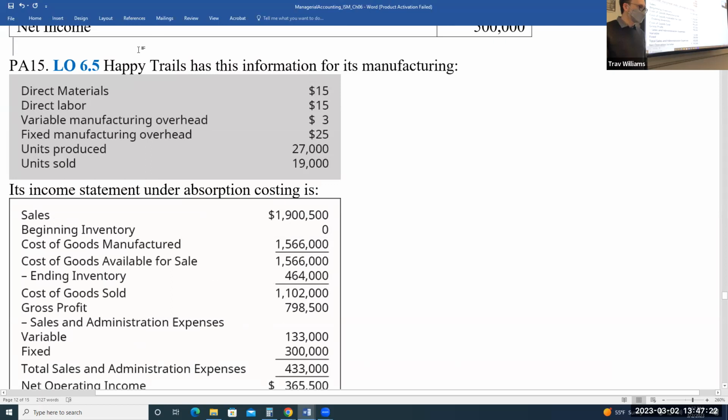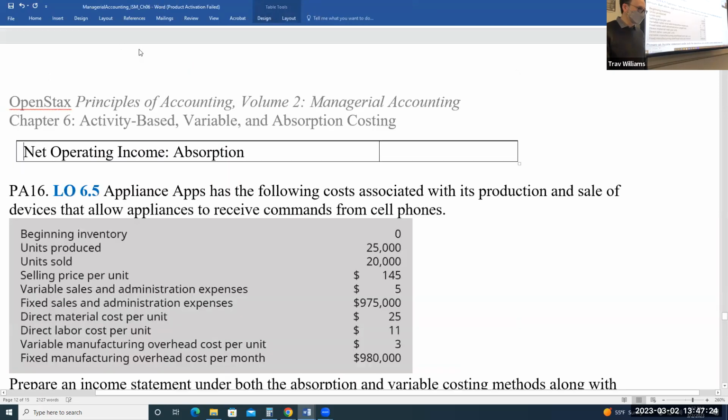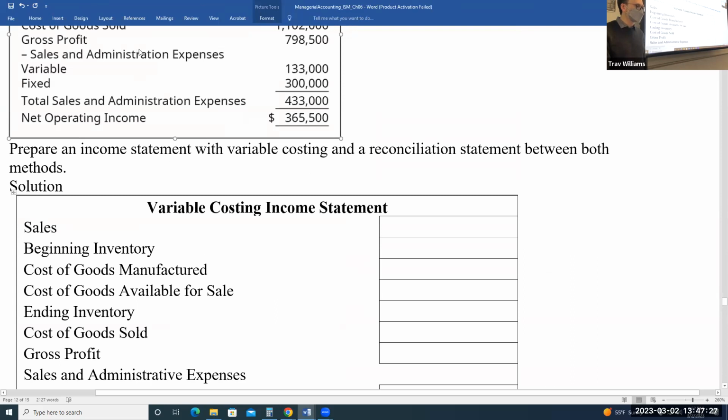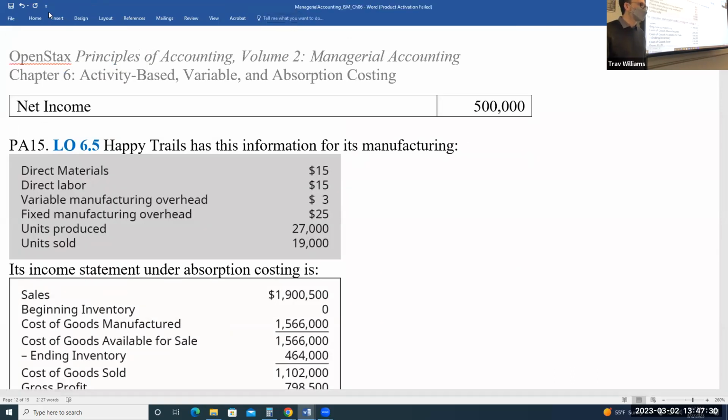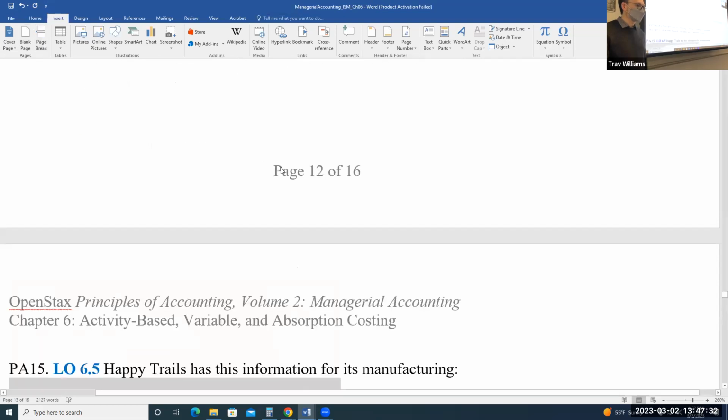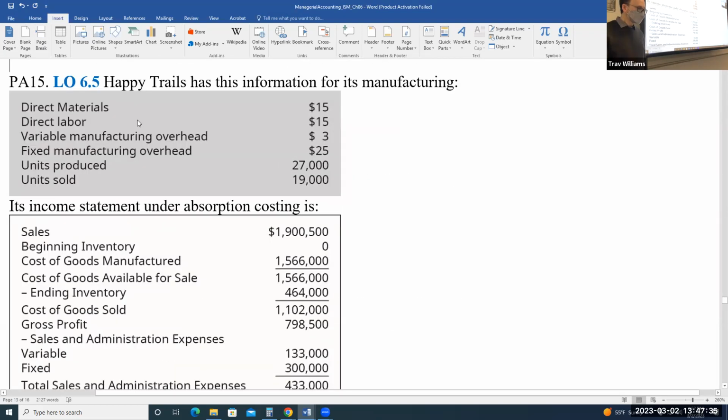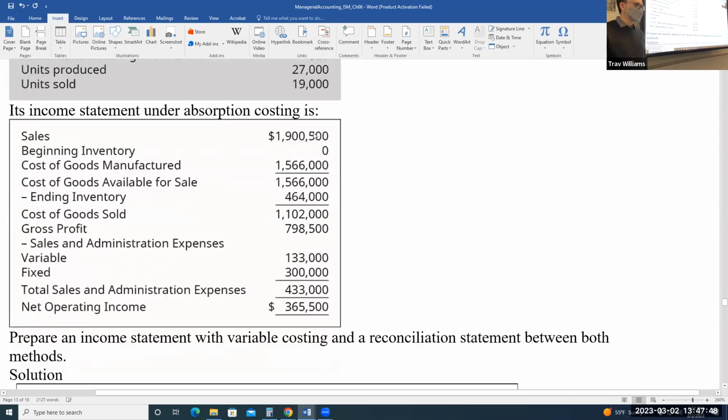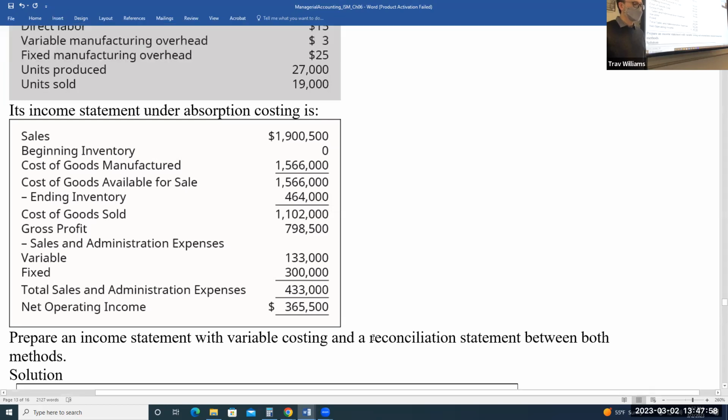This one is similar. We've got an absorption and a variable. Well, actually, they gave us absorption. We have to do the variable costing on this one. Okay. So let's see what they gave us. We have some per unit costs. We could tell it's per unit because it's so low, right? How many units were produced? How many units were sold? Here is the absorption income statement for our reference. And now we have to do the variable costing income statement and then a reconciliation.